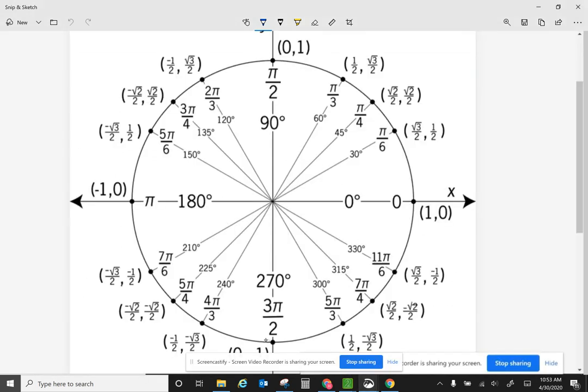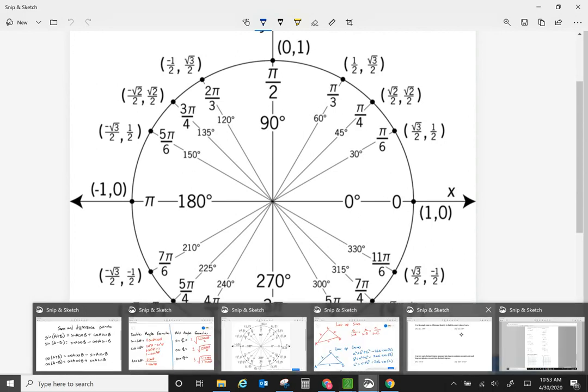Also, I gave you something called the unit circle. Make sure you remember those values from the unit circle. I'm going to be using the formulas I just showed you, and the numbers from the unit circle. So let's take a look at our work.